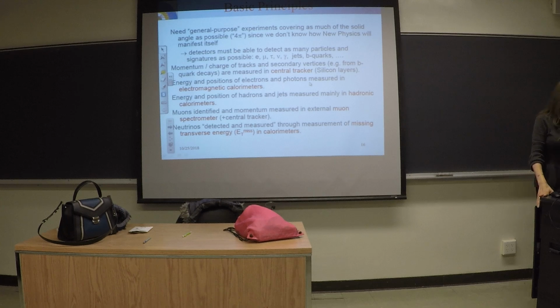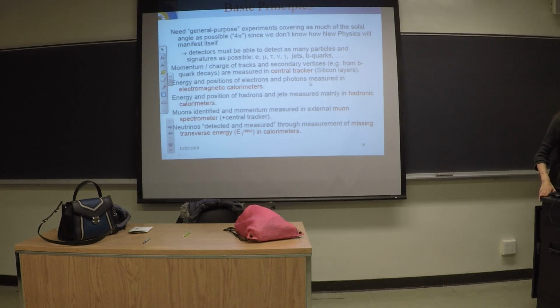The electromagnetic calorimeter is measuring the energy and position of electrons and photons, and the energy and position of hadrons and jets. Jets are basically pions or baryons that shower in the hadronic calorimeter, so I'm measuring them in the hadronic calorimeter. It's just a different material. Muons are identified and their momentum measured in the external muon spectrometer and the central tracker.